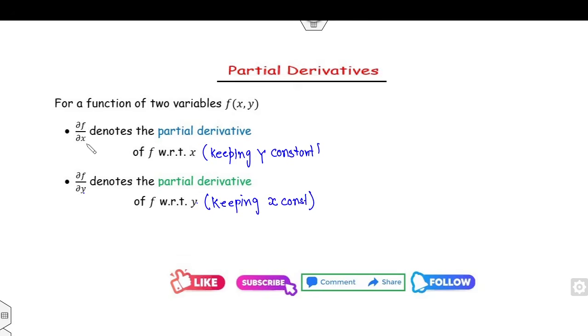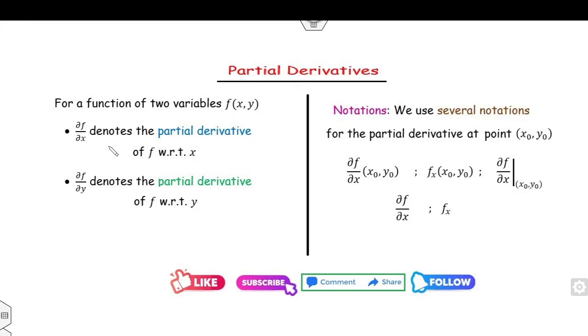The partial derivative del f upon del x can also be denoted by fx, or if you say del f upon del y, then we can also say this is my fy. If you find the partial derivative at some particular point, then we denote it by del f upon del x at the point x naught, y naught, or you can use this notation; otherwise all have the same meaning.